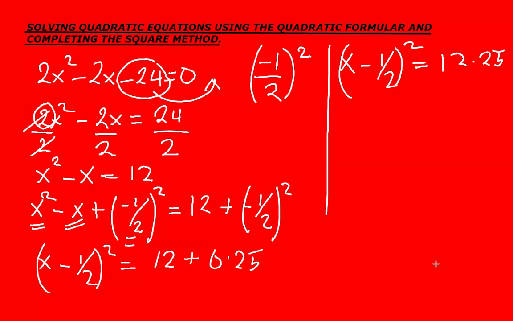Now the next step is to get rid of the square sign. If you need to get rid of a square, you find the square root, correct? So we need to get the square root on both sides. Whatever you do on one side must equally be done on the other side. So the square root of x minus 1/2 squared is simply x minus 1/2, which is equal to the square root of 12.25.